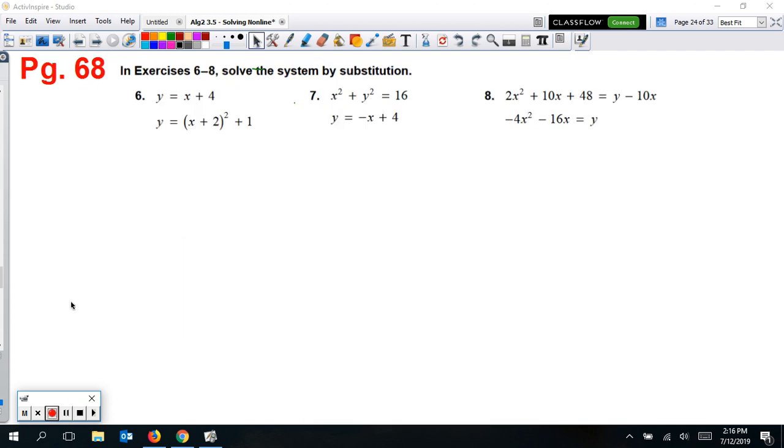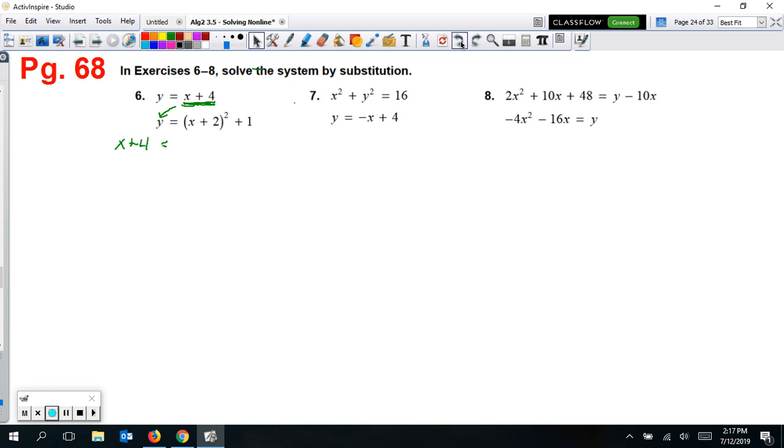Okay, so on page 66, it says solve the system by substitution. And so we have a linear equation on top on this first one, number 6, and a quadratic on this one. It's in vertex form. But they're both equal to y. That's one thing to realize and see. If they are both equal to y, then these both can equal each other. So we can do a quick substitution with this x plus 4, put it there where this y is, and so now they both will equal each other.